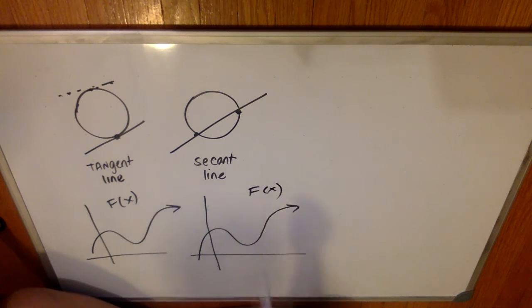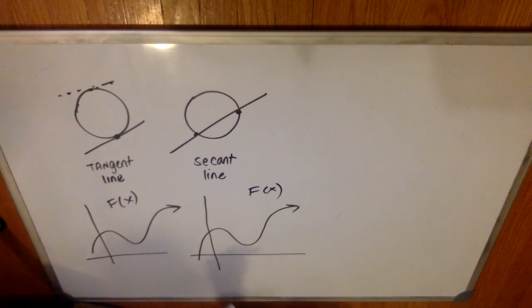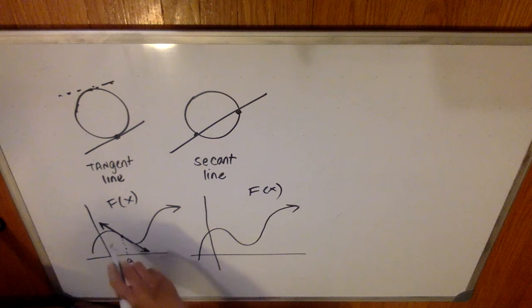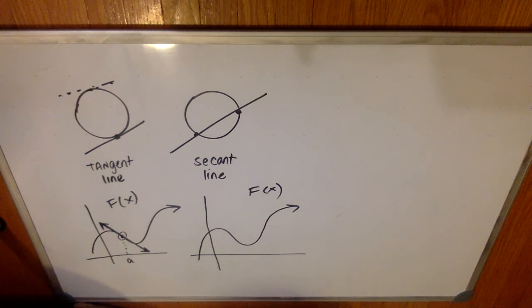Okay, so if I wanted a line tangent to, let's say, this point right here that I'm going to call A, I could draw a tangent line that would look something like this. Now, it does actually intersect the curve twice, but at this moment, it is tangential to the curve. So that's a tangent line, the tangent line at x equals A.